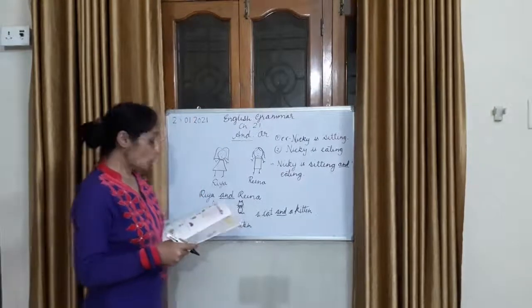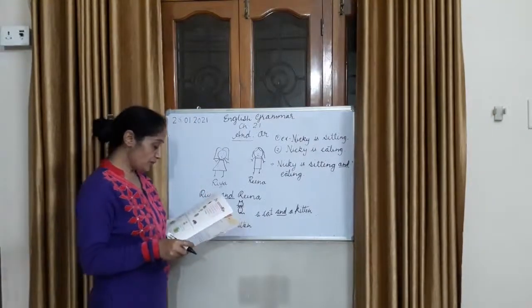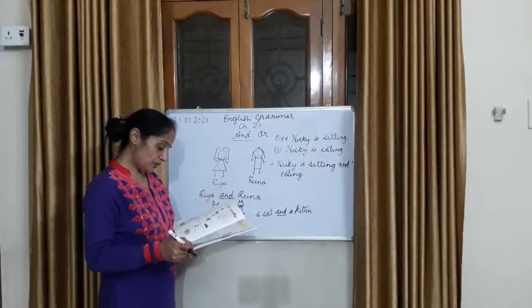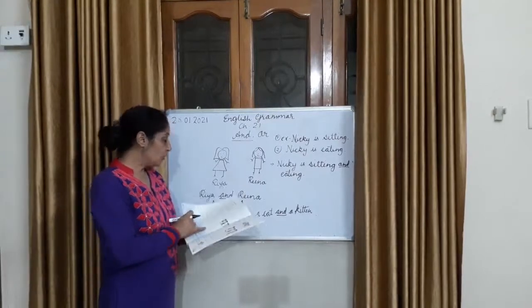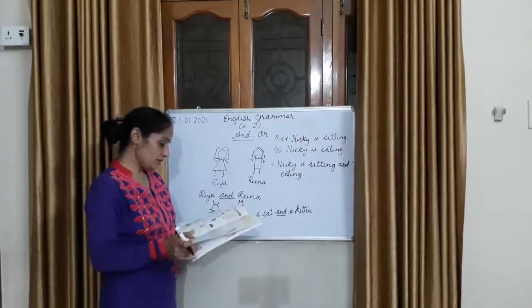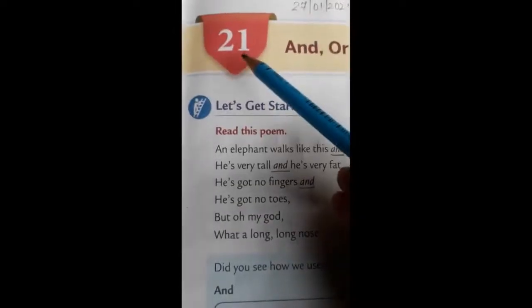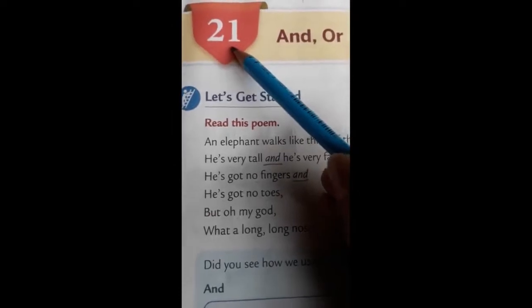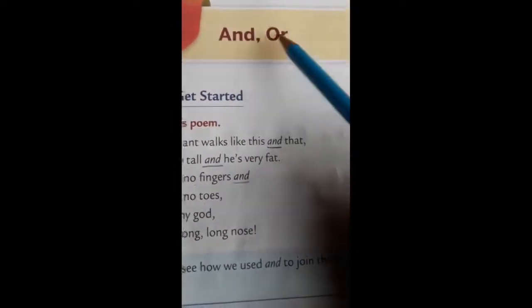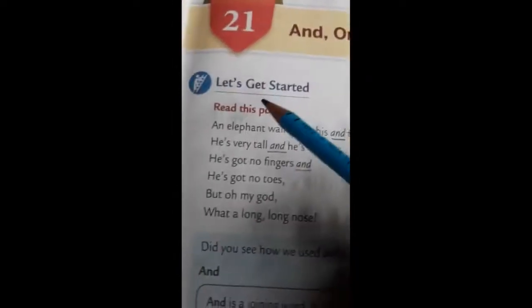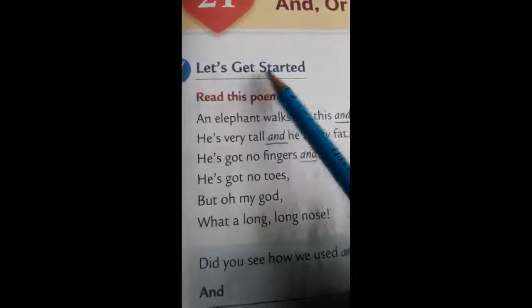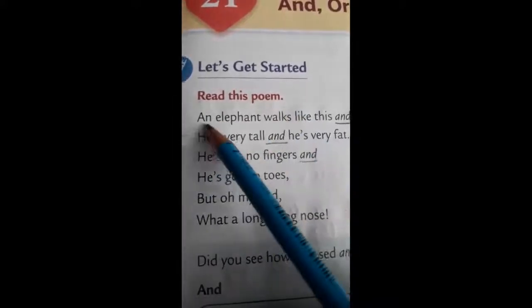Open page 71. We will do exercise A to learn more about the use of and. So children, let us begin chapter 21, and or. Let's get started. Read this poem.